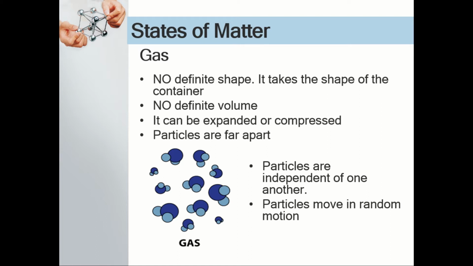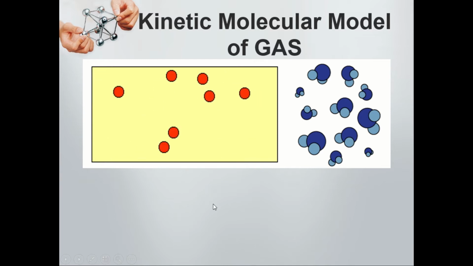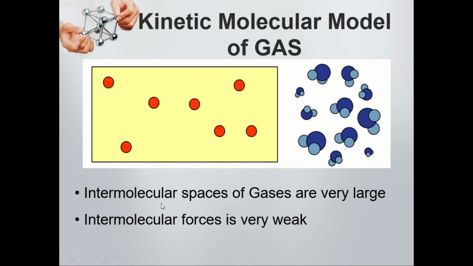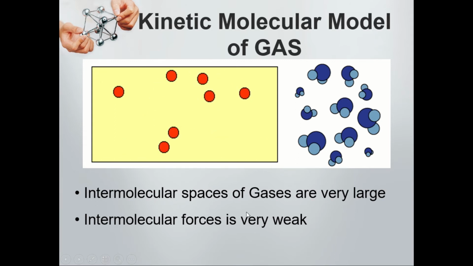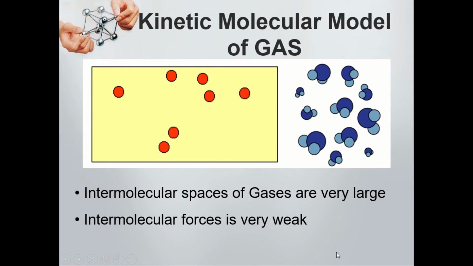As I have said a while ago, gases have more energy than the first two states of matter. So that is why they can move in random motion, and they really move fast. As we can see here in our kinetic molecular model of gas, they move in random motion. They are very far apart. So the intermolecular forces are very weak because again the intermolecular spaces are very large. That is why they have very weak intermolecular forces.